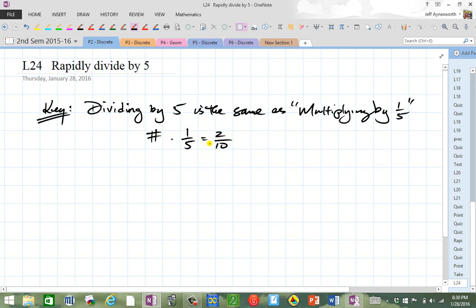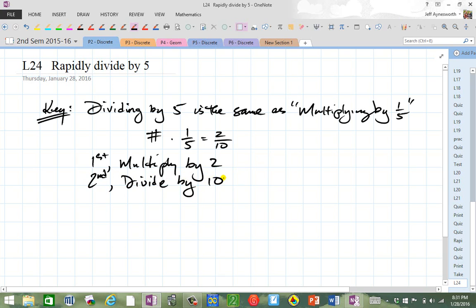So the key concept is this. First, let's write this down. First, we're going to multiply by 2. I know it sounds weird, just go with the flow. And secondly, we're going to divide by 10. And that is easy. All you do is shift the decimal. So divide by 10. There's two steps, guys. To divide by 5 is as simple as multiplying by 2 and dividing by 10, both of which are fairly straightforward. So there's your key concept right here.